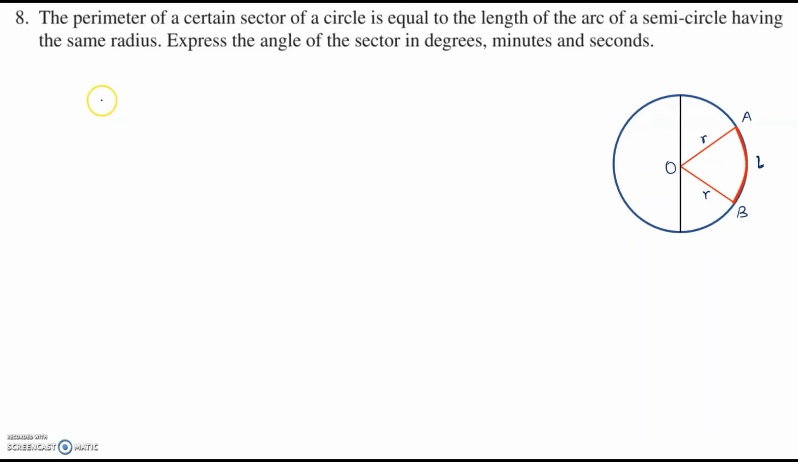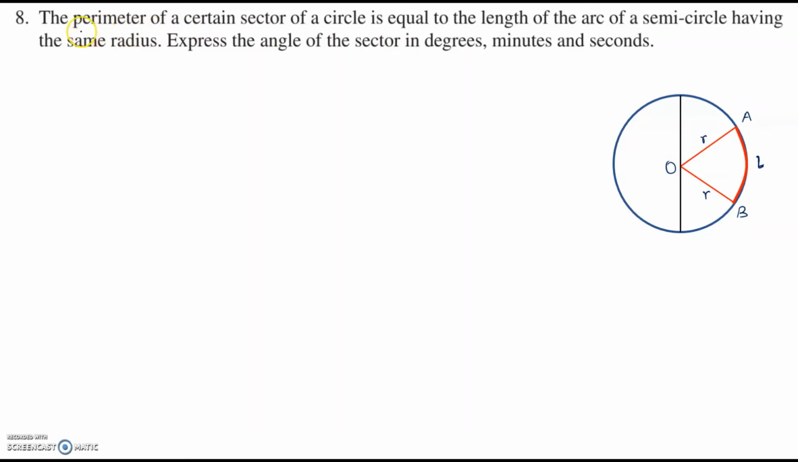In this video, we will do further problems from exercise 3.2. The perimeter of a certain sector of a circle is equal to the length of the arc of semicircle having the same radius. So what's given here is, you have two circles with the same radius. So I have taken one single circle because both of them have the same radius.